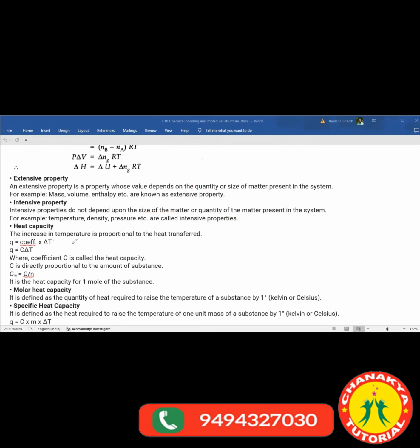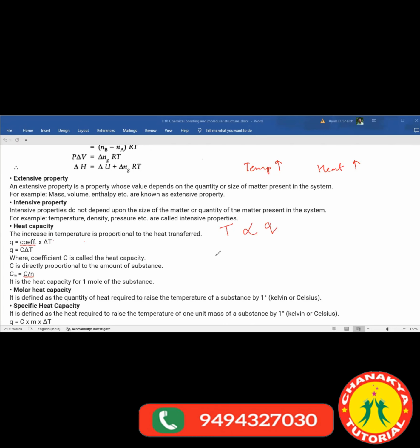The increase in temperature is proportional to the heat transfer. Right? Yes or no? Increase in temperature means what? Heat increases. If temperature increases, the heat of the system also increases. Correct? Yes or no? So they said, increase in temperature is directly proportional to the heat transfer.